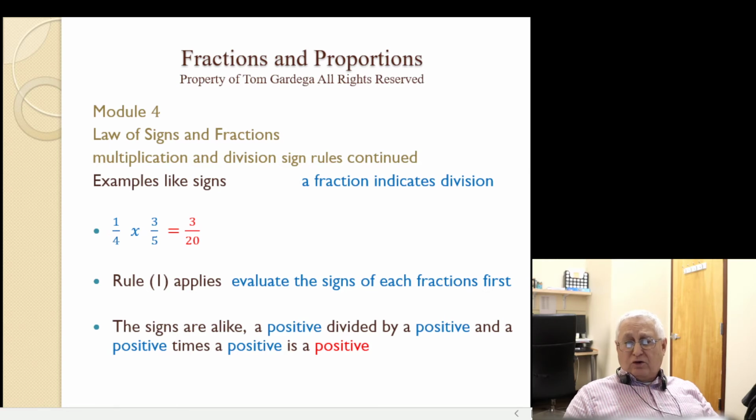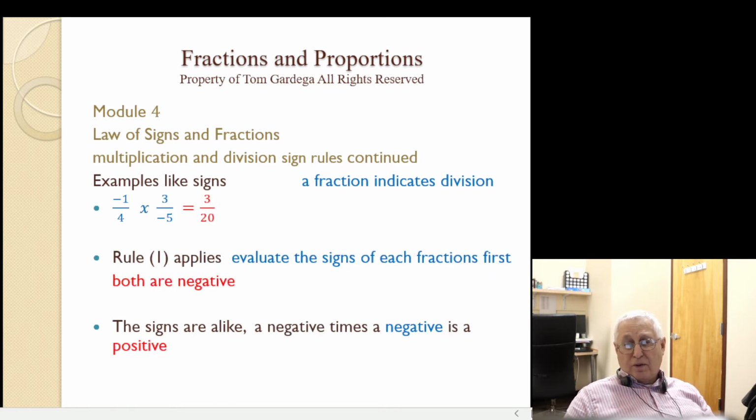Evaluate the signs of each fraction first. The signs are alike. A positive divided by a positive and a positive times a positive is positive. We can just look at this. This is positive times a positive. The whole result must be positive.